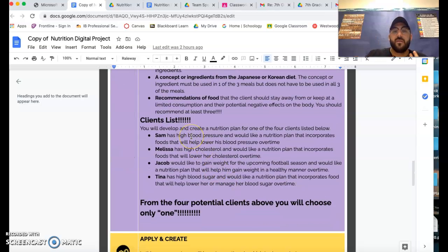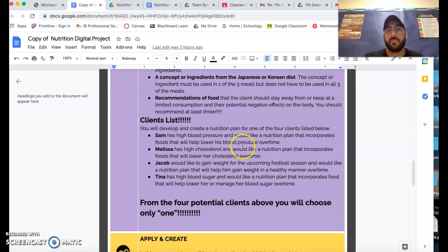Here is a list of the four clients that you are going to choose from. My sixth and seventh graders, you only have to choose one client to do a nutrition plan for. You do not have to do a nutrition plan for all four clients. You are going to choose one: Sam, Melissa, Jacob, or Tina. They each have something that they want to improve upon.